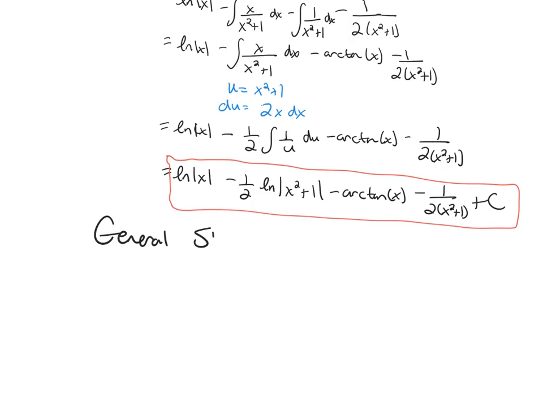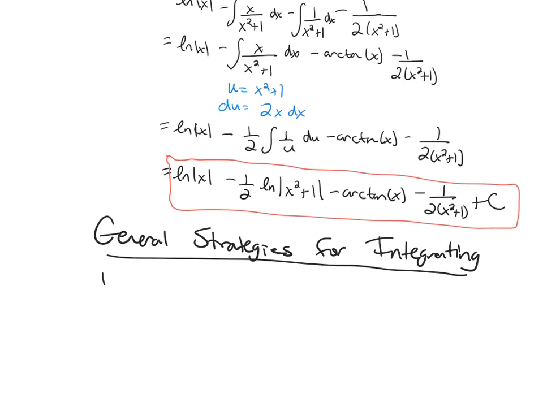General strategies for integrating. And there were 4. So the first one was to simplify, if possible.